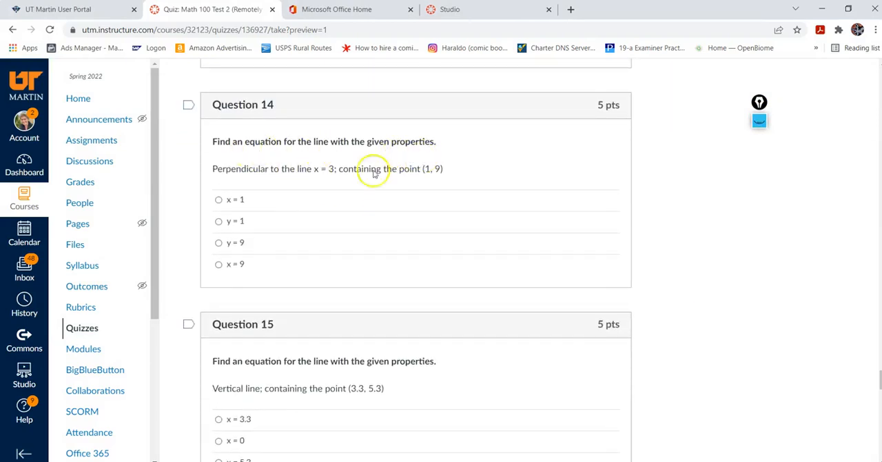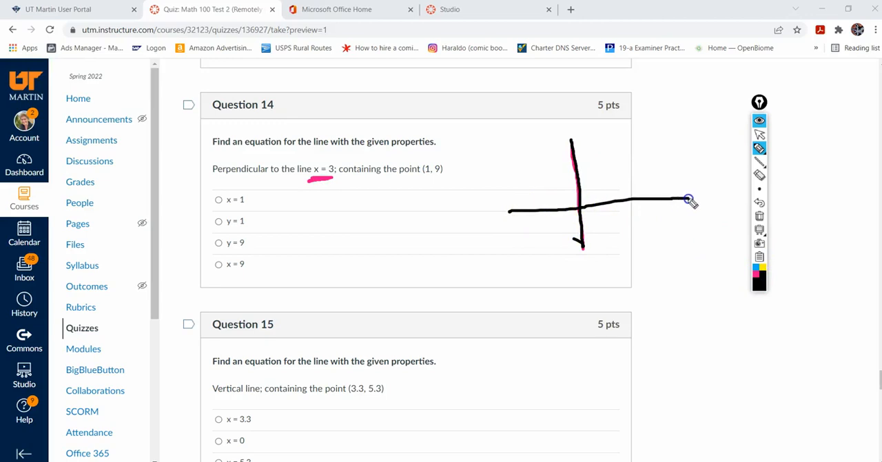Find an equation for the line with the given properties. Okay, perpendicular to the line x equals 3. What kind of line is x equals 3? It's a vertical line. Oops, let me do that in black first. It's a vertical line.